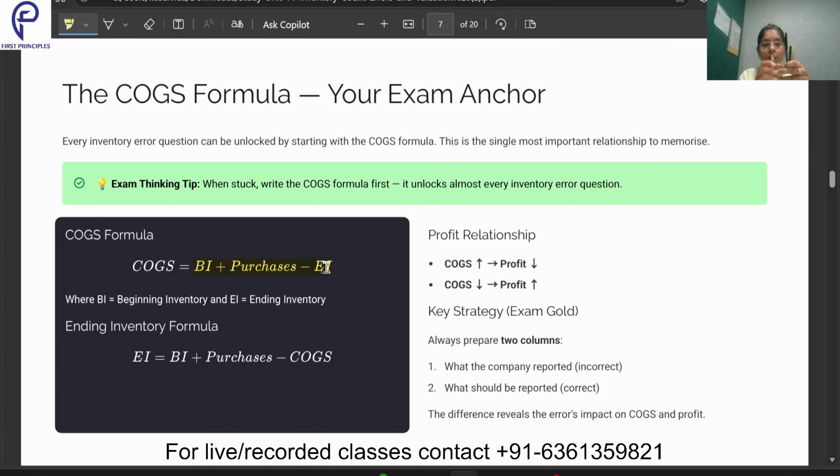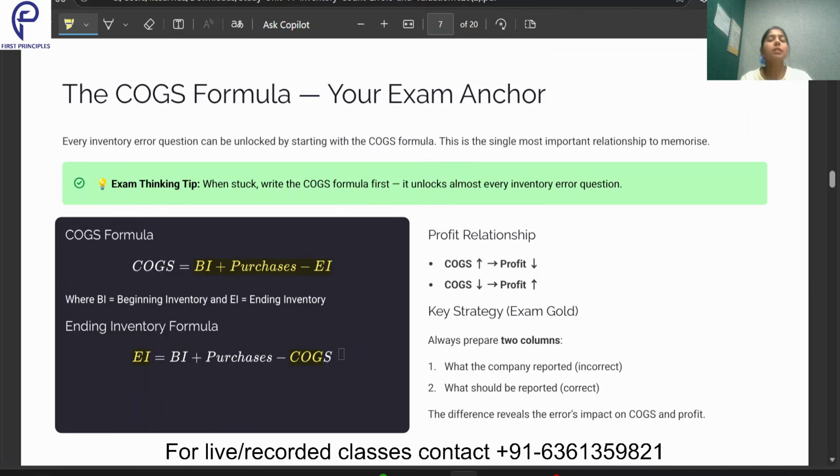So from this total of beginning inventory plus purchases, if I reduce this ending inventory, the remaining amount will be my cost of goods sold. That is the goods which I have sold. This will be my sales. So that's how the cost of goods sold is calculated. And if you have to adjust this formula for ending inventory, you simply shuffle the places of the ending inventory and cost of goods sold, and that's how you get the ending inventory.